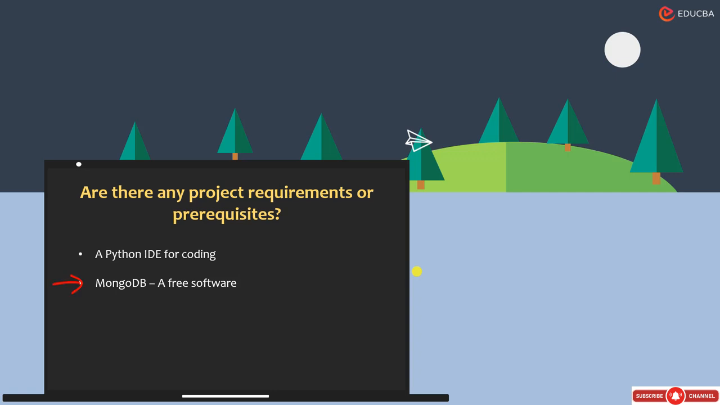Second is MongoDB. It's freely available software over the internet. I think it will be good that before we actually start the implementation of the code, you download MongoDB from the internet and install it on your machine. So these are the two things which should be handy before starting: Python on your machine, a Python IDE to work on, and the MongoDB software. These are the prerequisites.